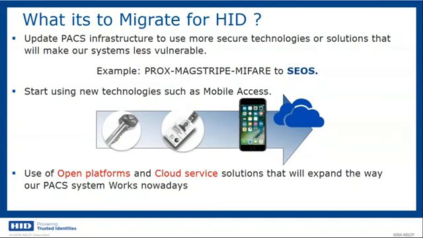The second way that we can call a migration is when we start to use new technologies such as mobile IDs. So we went from using a key, later we started to use credentials, and now we are starting to use mobile access, for example, okay?